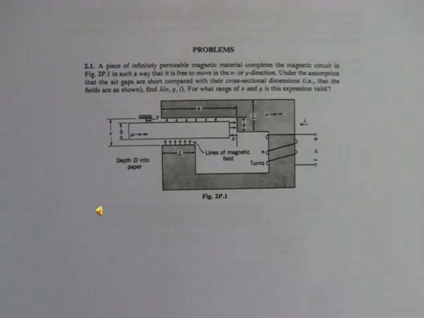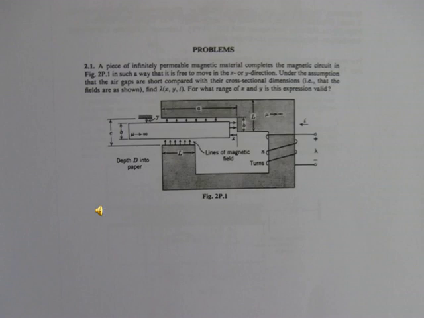The next problem is given. Problem 2.1: a piece of infinitely permeable magnetic material completes the magnetic circuit in figure 2b.1 in such a way that it is free to move in the x or y direction, under the assumption that the air gaps are short compared with their cross-sectional dimensions. So we have to calculate the range of x and y over which this expression is valid.